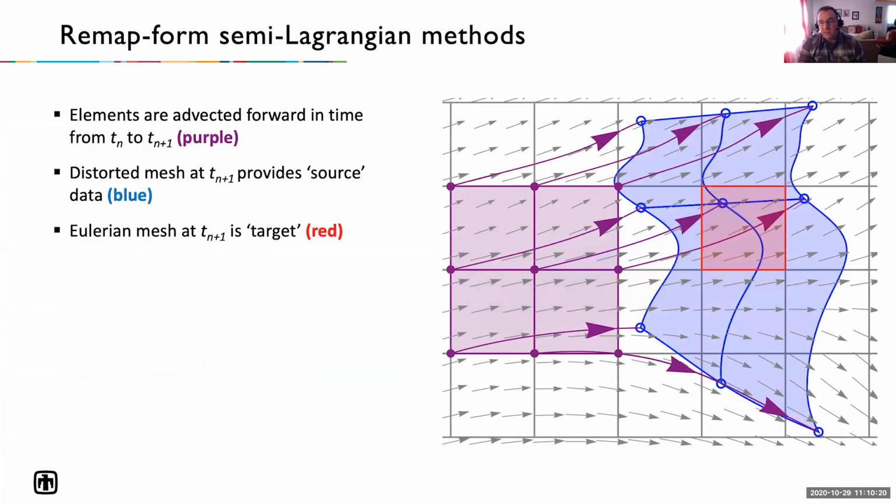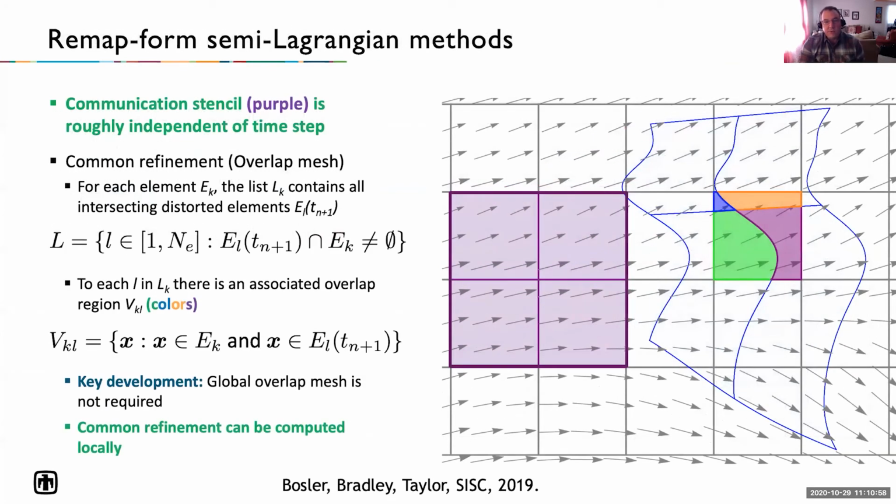But if we do instead what's called a remap form semi-Lagrangian method, which works like this picture, you trace the element's image forward in time, or backward in time, it doesn't matter. So in this case, the red element depends on only the data from the purple elements. And you do just a basis to basis projection, an L2 projection. And since for quadrilaterals anyway, the average number of elements that move into another element is always around 4, it's roughly independent of time step. So the communication stencils are much smaller. So in here, the communication stencil is purple. It's roughly independent of time step.